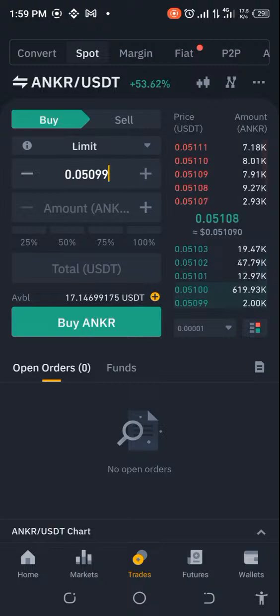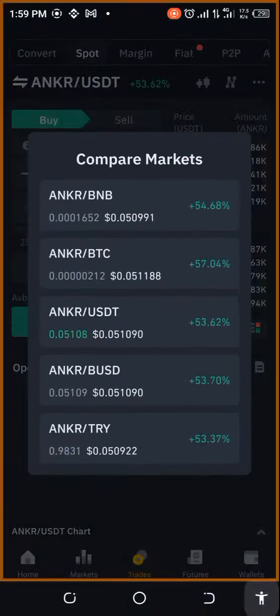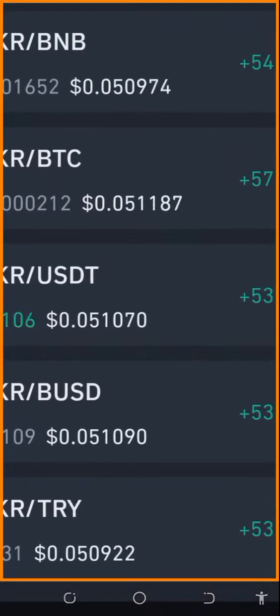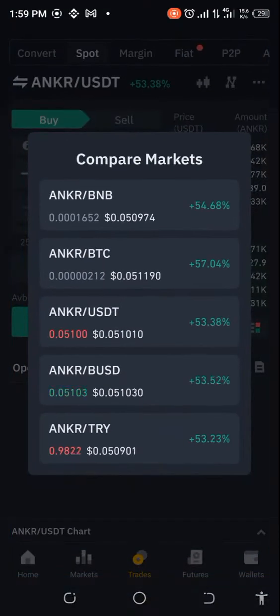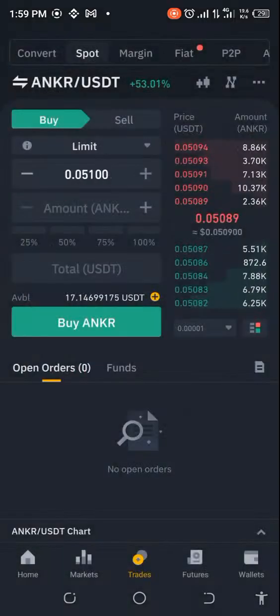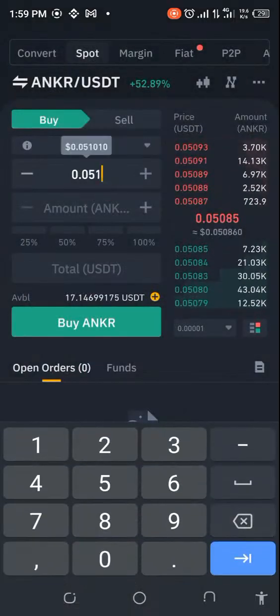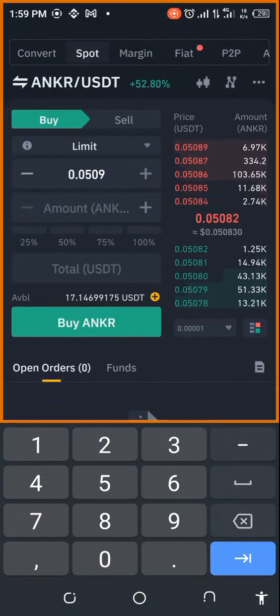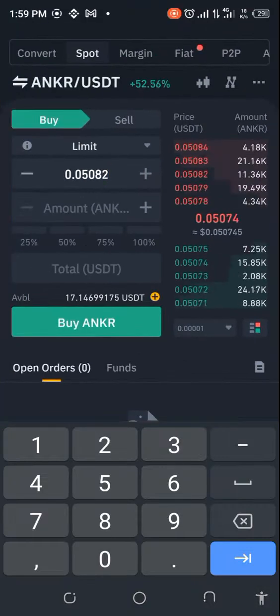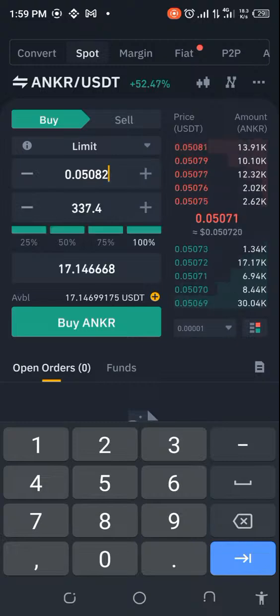Okay, so let me go back and check that and see that everything works well. I can see that it's actually 0.0510, 0.0511. Okay, let's make it get back to 0.0509. It will definitely get back there in a bit, or I can actually make it get back there. So let me change this to fit what I want. 0.0509. Okay, what's the current market price? It's 0.0508. As you can see, it's already back to that.